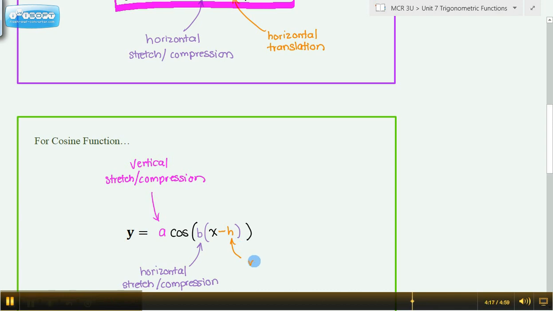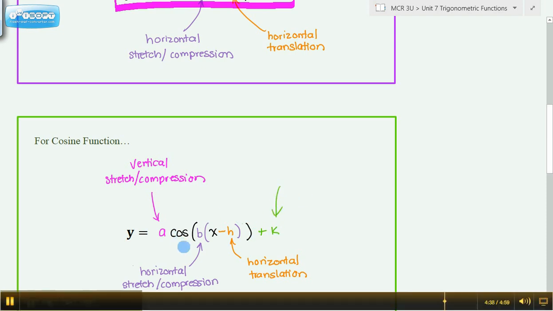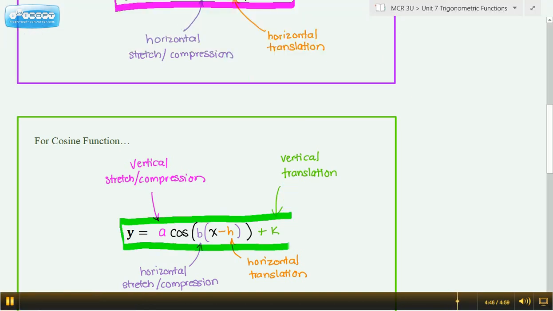So now the third one is the one next to the x, and that's the minus h. And that tells me that there is a horizontal translation. So remember, this h is next to the x, the b is factored out, but still all contained in the cosine. The last transformation is this plus k, which is outside of the cos function. And that tells me the value of the vertical translation. So here we have the general form of the cosine transformed function.